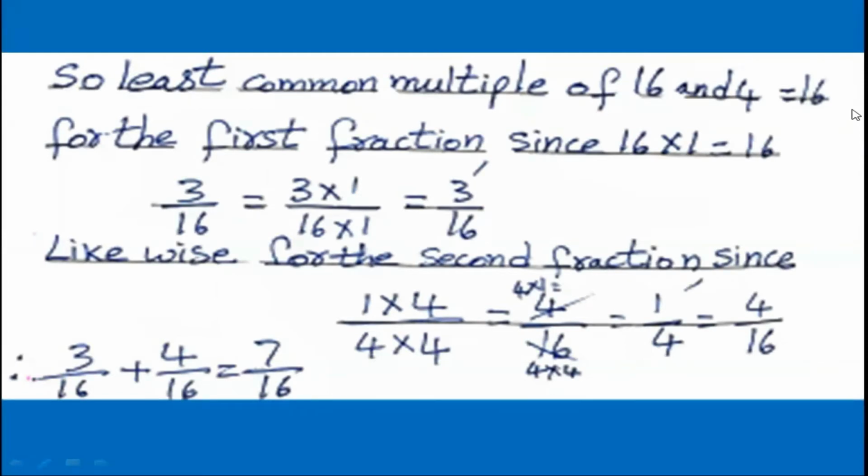For the first fraction, since 16 into 1 equal to 16, that is 3 by 16 equal to 3 into 1 by 16 into 1, that equal to 3 by 16. Likewise for the second fraction, since 1 into 4 by 4 into 4, that equal to 4 by 16. If we simplify 4 by 16, our answer will be 1 by 4. So 3 by 16 plus 4 by 16 is equal to, the total answer is 7 by 16. The same way you have to do the B bit.